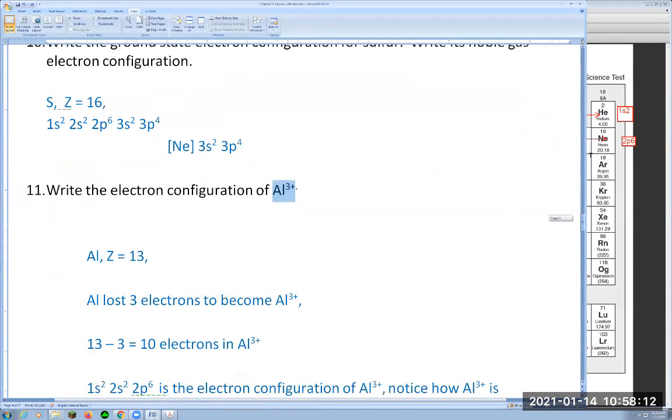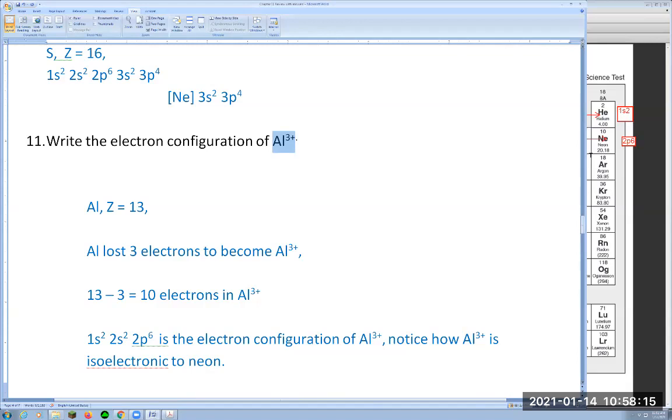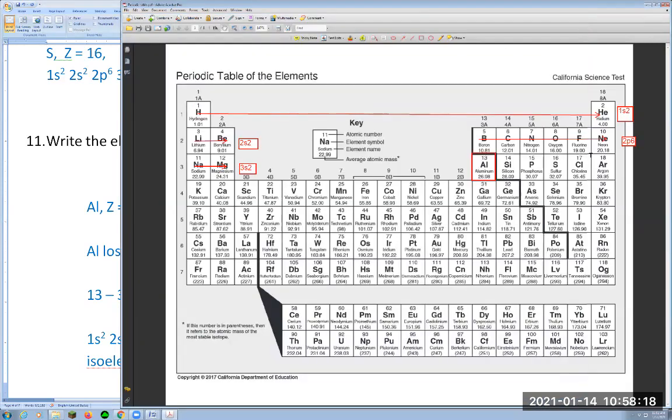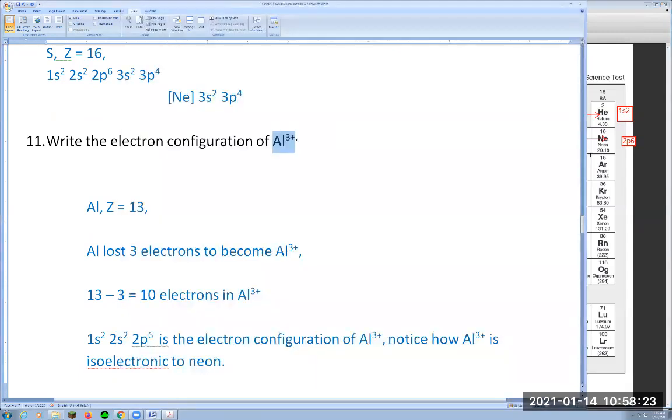10 electrons means it's actually the electron configuration of neon, right? If you look here, 10 electrons corresponds to neon. So it's going to be 1s2, 2s2, 2p6. That's the electron configuration of Al3+. But that's also the electron configuration of neon. And so we say that aluminum 3+ is isoelectronic to neon. Isoelectronic means that it has the same number of electrons as neon. Iso means the same in Greek, and electronic refers to electrons.